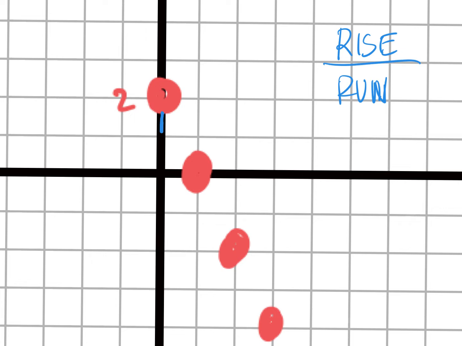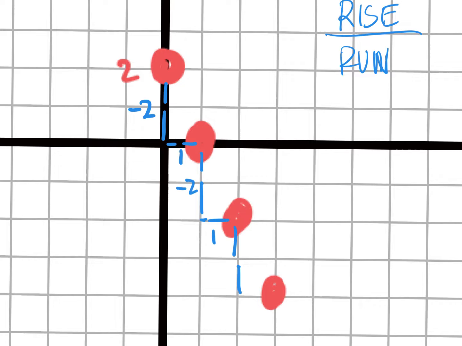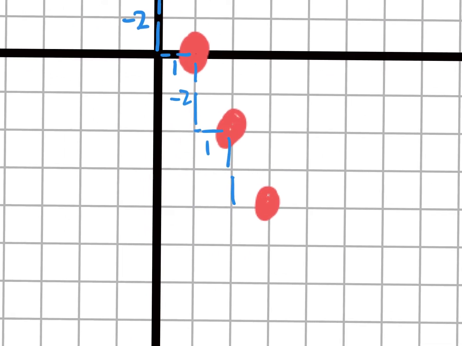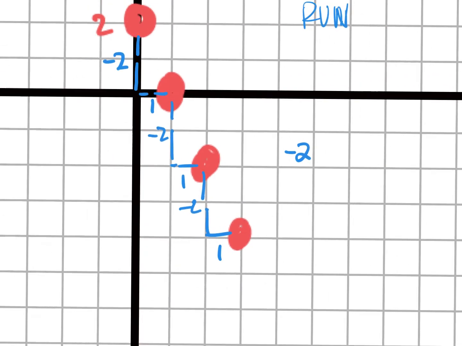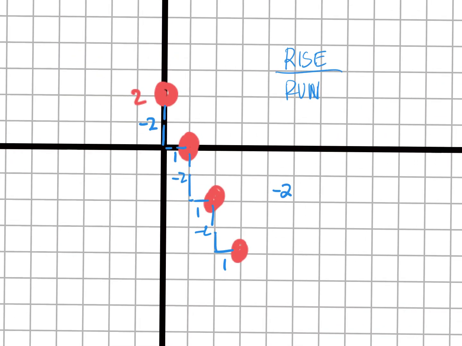This one moved down 1, 2, so it went down 2 and then over 1. Down 2, negative 2, over 1. Every time it went down 2, that was the rise, how much it went up and down, and it did it every 1 square. So this slope was negative 2.